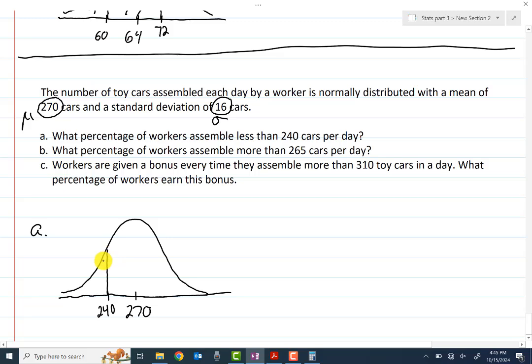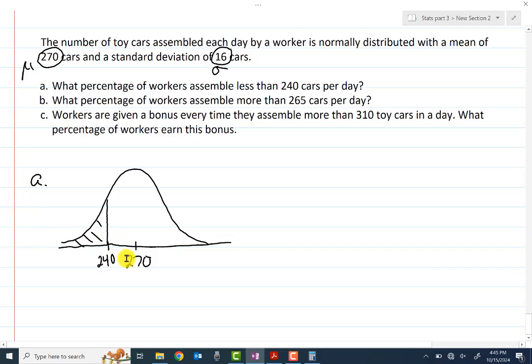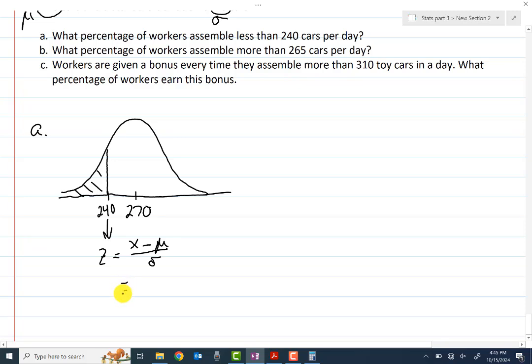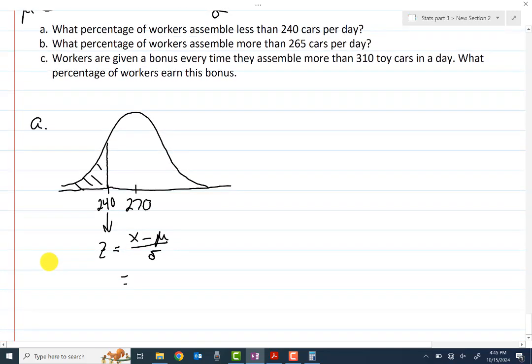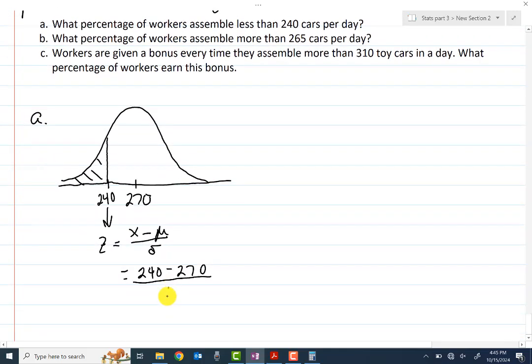Now notice what's going to happen here. I'm going to get a z-score for this, and so we want this shaded region. The z-score will be negative. Any x value that is less than the mean will have a negative z-score, and every x value that is above the mean will have a positive z-score. So let's go and get the z-score of that. So remember, z equals x minus mu over sigma. Let me go and put in my numbers. Mu was 270, x was 240, so 240 minus 270, and sigma was 16. I think this is negative 30 divided by 16.